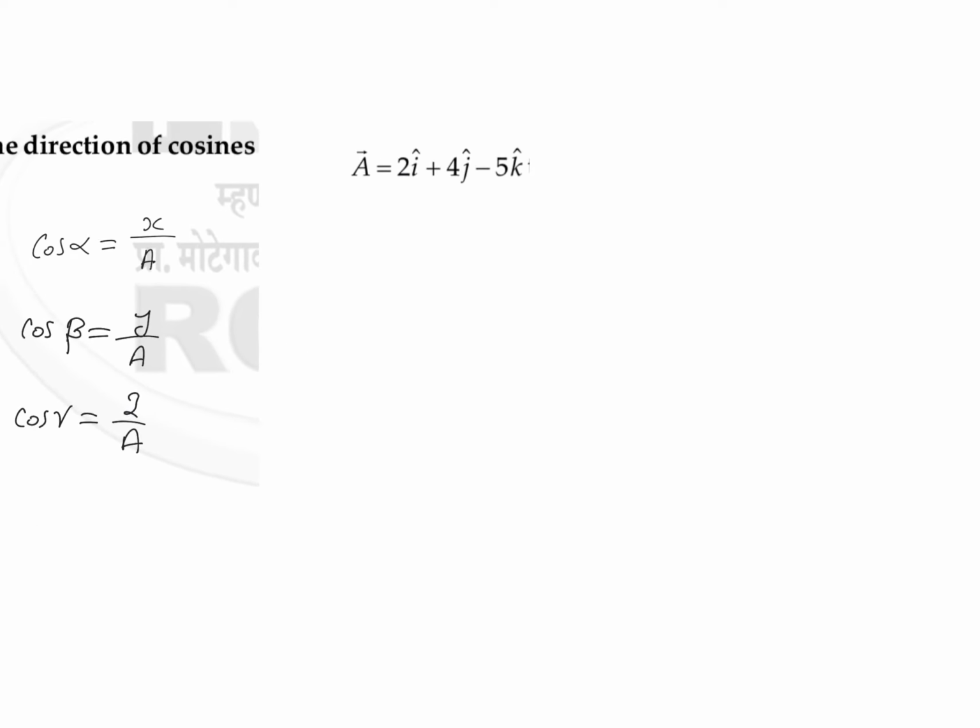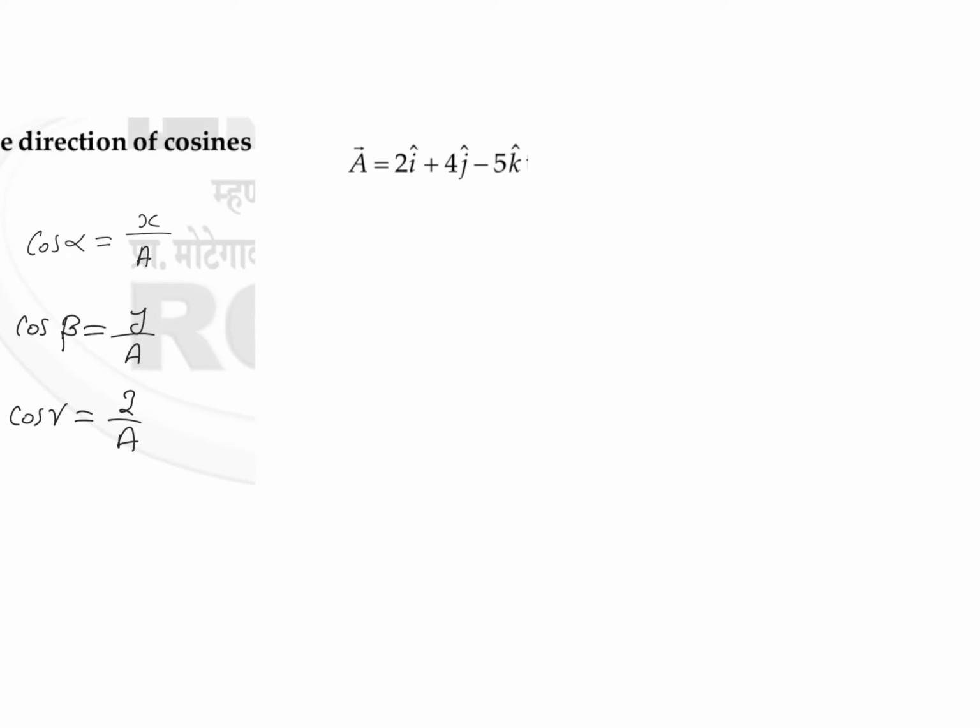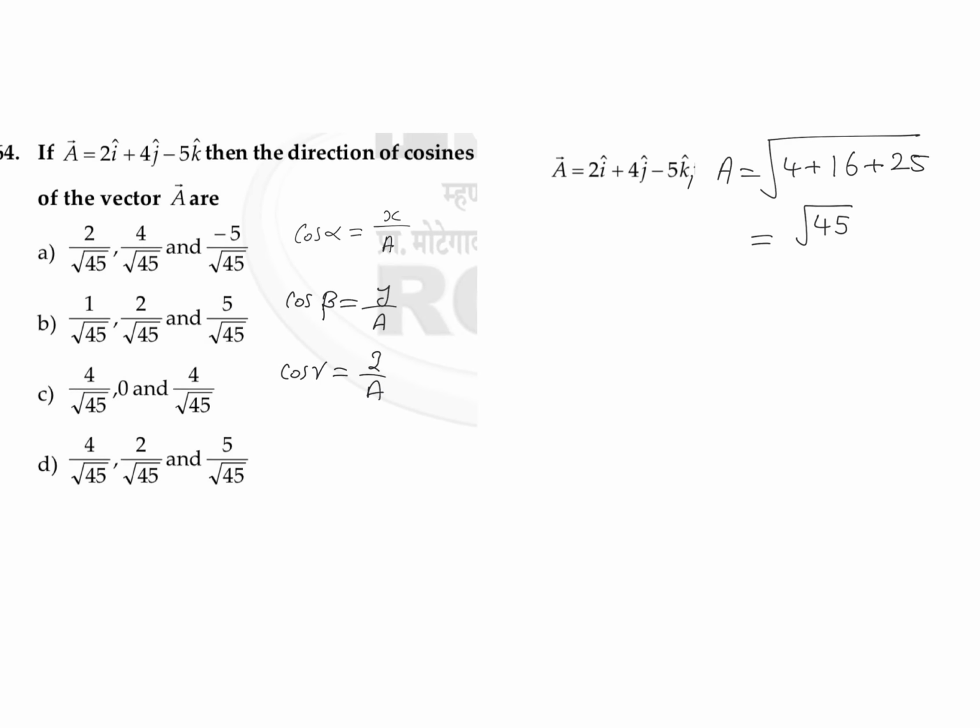So we can write the magnitude of this vector is equal to nothing but under root of x component square, which is 4, plus y component square, which is 16, plus 5 square, which is equal to 25. So we can write this as nothing but under root of 45. So we can just put this value over here.